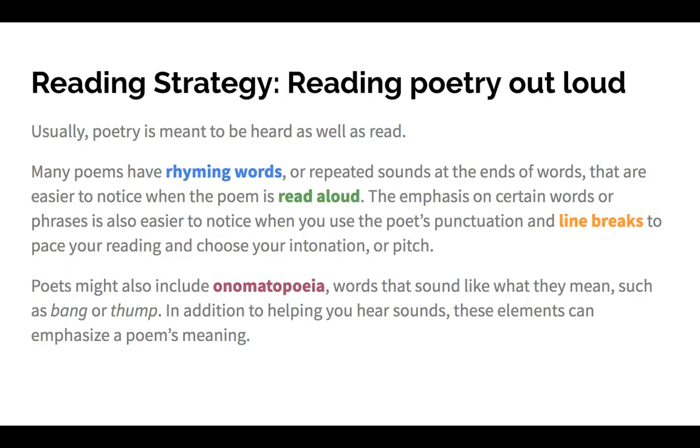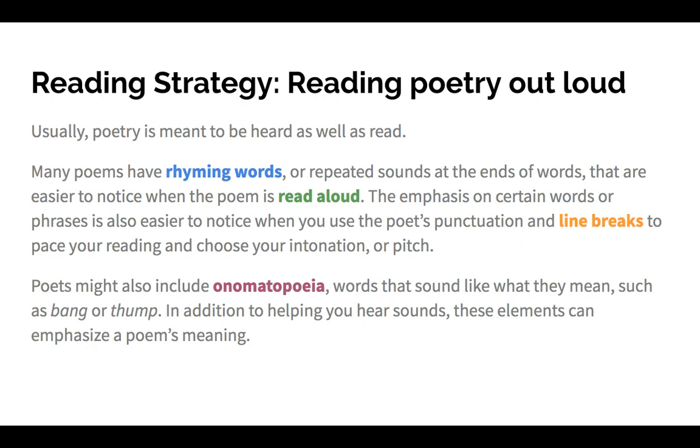The reading strategy, pretty easy: reading poetry out loud. Usually poetry is meant to be heard as well as read. Many poems have rhyming words or repeated sounds at the end of words that are easier to notice when the poem is read out loud. It is important that you are able to hear what the poet, which is what the author is called, is trying to explain. And the reason why you can read it out loud is that you can see that there might be emphasis put on certain words or phrases, and it's easier to notice the punctuation and line breaks and pace your reading, which is really important, figuring out how you should be reading the poem.